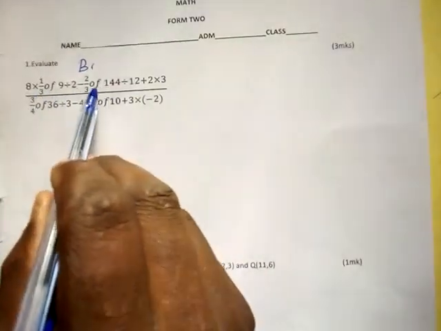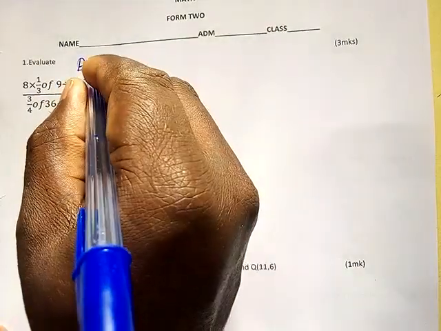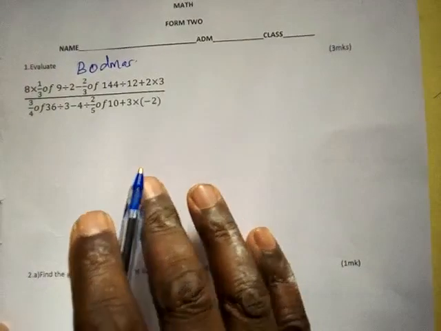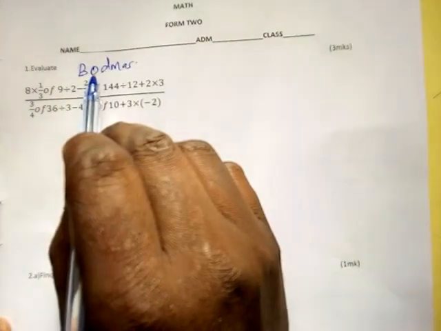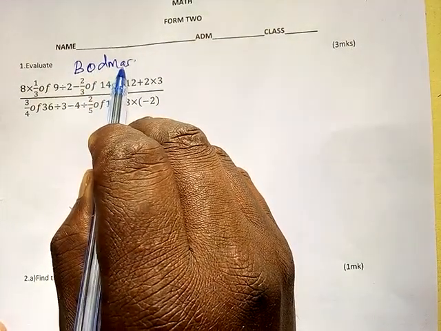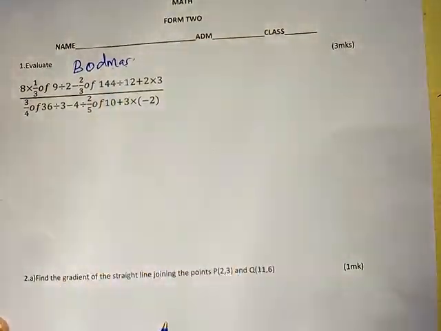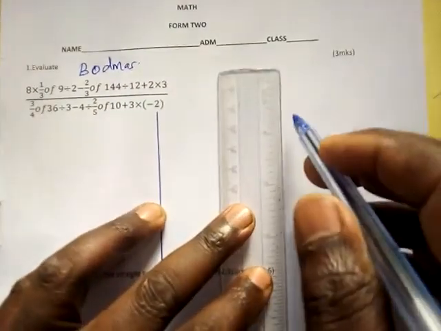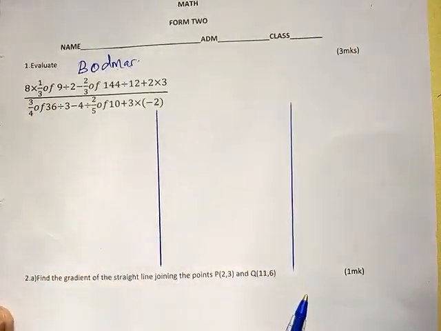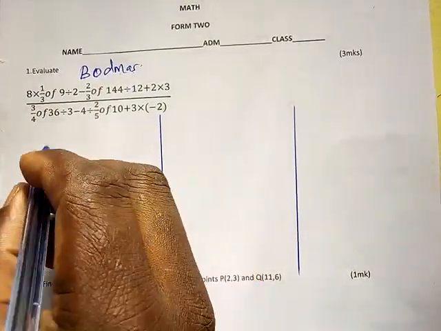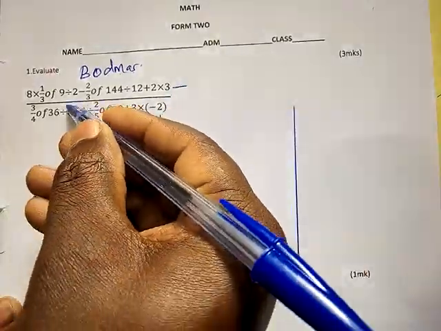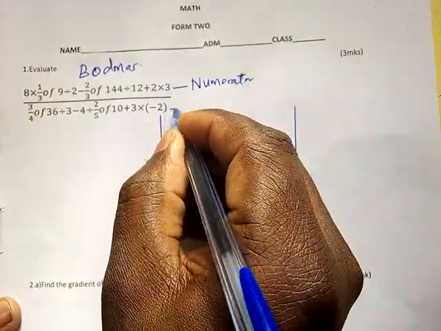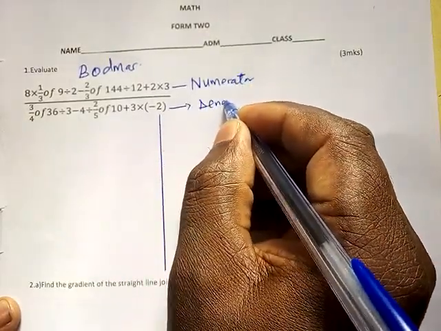Here we can see it is a fraction, a sum. So we have to start with BODMAS. BODMAS stands for brackets, of, division, multiplication, addition, and subtraction. That's what it means. So you take your ruler, you divide your working space like that. So let us start. You need to start with the numerator. The above expression is called the numerator. The one below is called the denominator.